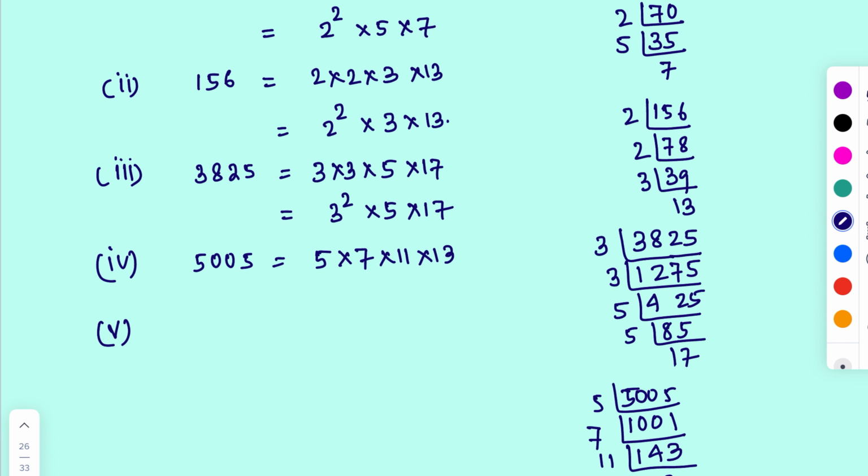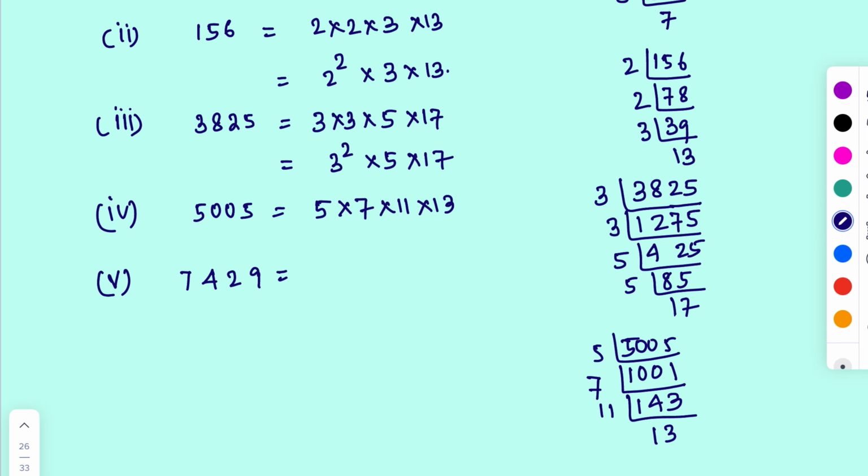So the last question now is 7429. Now 7429, it cannot be divided by 2 because the last digit is 9, an odd number. Again 9 plus 2, 11 plus 4, that is 15 plus 7, 22. Cannot be divided by 3 also. Cannot be divided by 5 also.